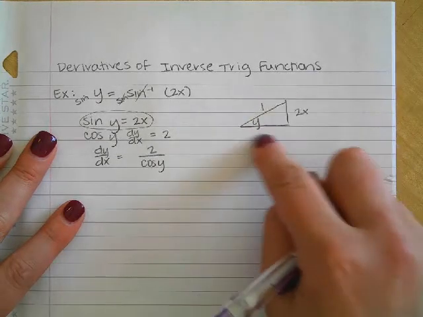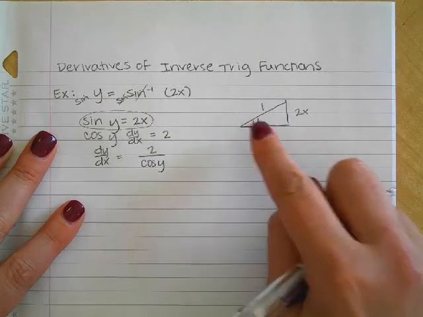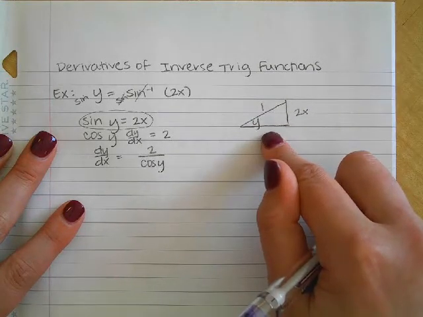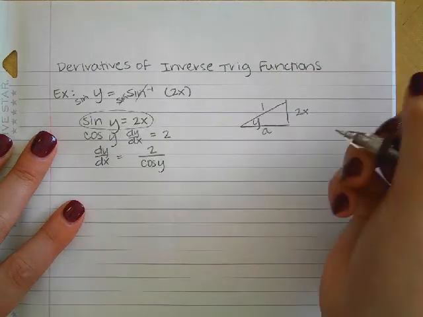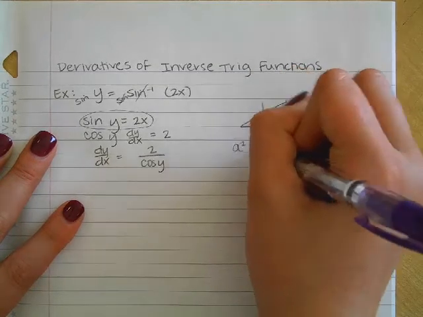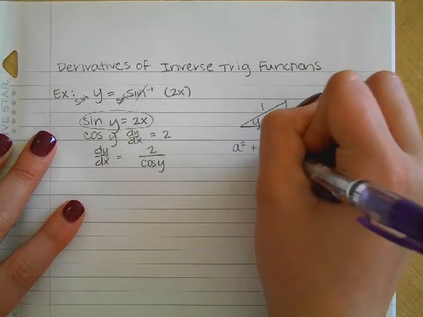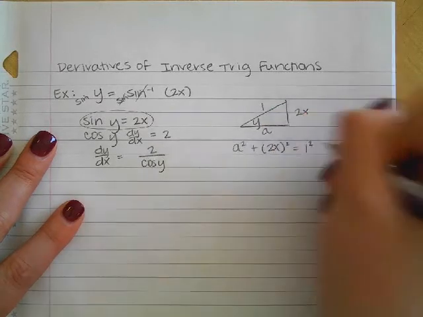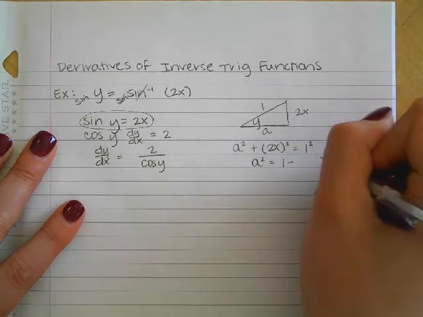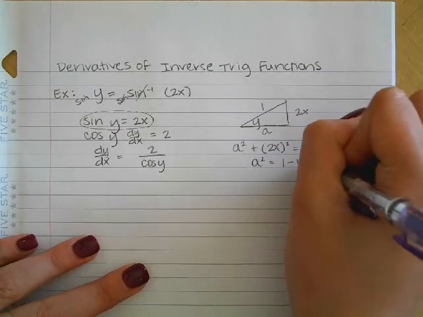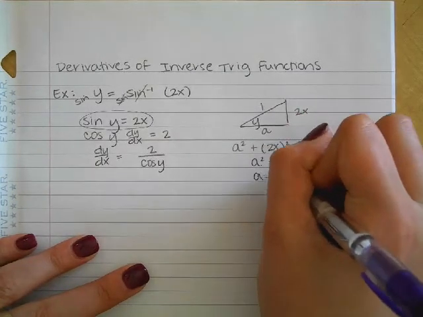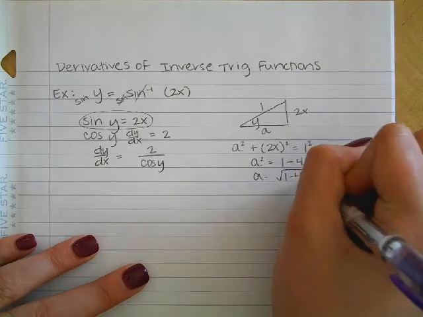So using the same triangle, to find cos y, I would need adjacent over hypotenuse. I do not currently have the adjacent side, so I'm going to label this as a. I'm going to use the Pythagorean theorem to find my adjacent side. So a squared plus (2x) squared equals 1 squared. And so a squared is 1 minus 4x squared. I just squared that. And then a equals the square root of 1 minus 4x squared.